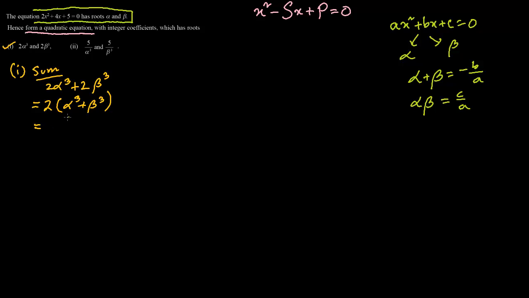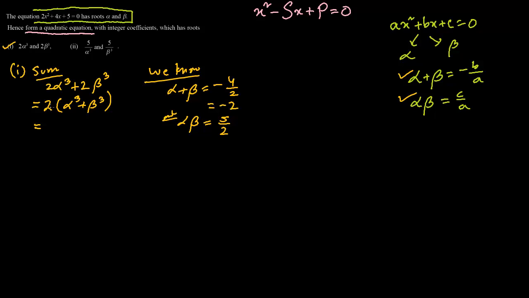Now we need to use the information of alpha plus beta and alpha into beta to do the sum. So before doing this, we need to find the value of alpha plus beta and alpha into beta. From this, alpha plus beta is minus b by a. Minus b is 4, divided by a, which is 2. So this is minus 2. And alpha into beta is c by a by this rule. c is 5 and a is 2, so 5 by 2. Now we can continue with our sum.